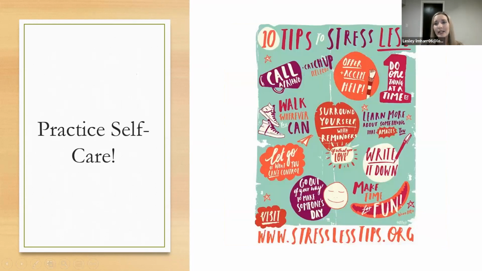Okay, and last but not least, practicing self-care. So I just put 10 tips to stress less. Call a friend, walk whenever you can, surround yourself with reminders. That was such a tip for success that some of you mentioned this week. Write things down to remind yourself, to tell yourself what you're doing well. Speak to yourself the way you would speak to a friend. Have some grace with yourself. Let go of what you can't control, do one thing at a time, and offer and accept help.